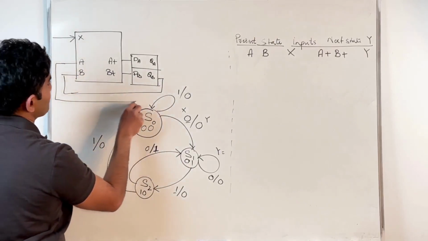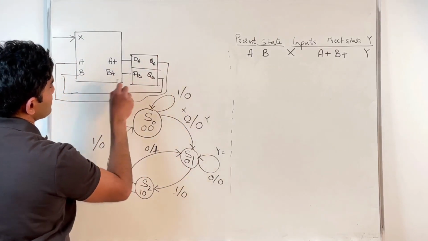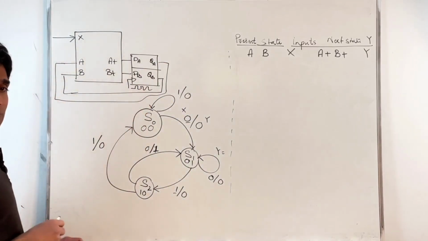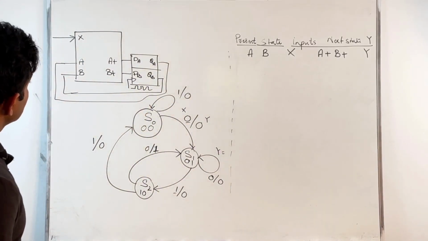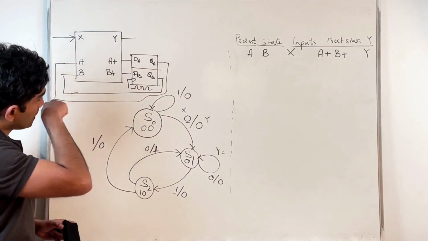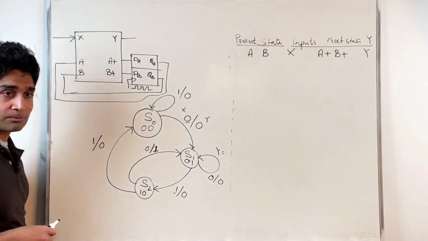And basically, this is what I'm trying to implement. Of course, I have the clock. I assume that the clock is internally connected to both A and B flip-flops. And of course, I have the output Y here. So this combinational block is what I'm trying to implement.